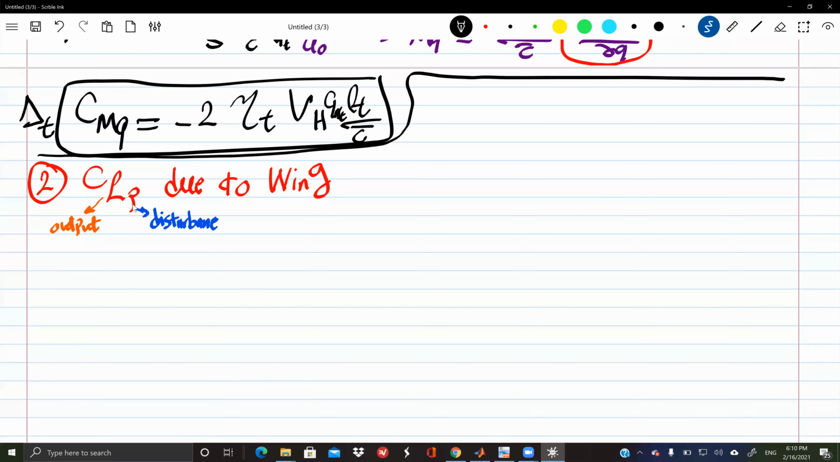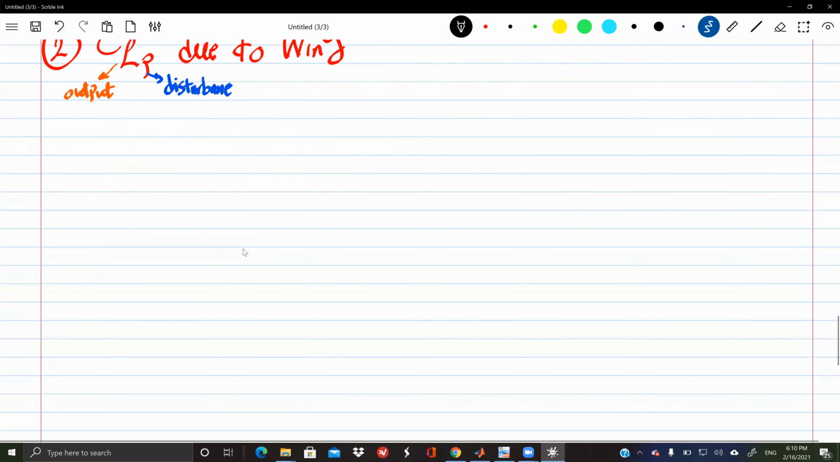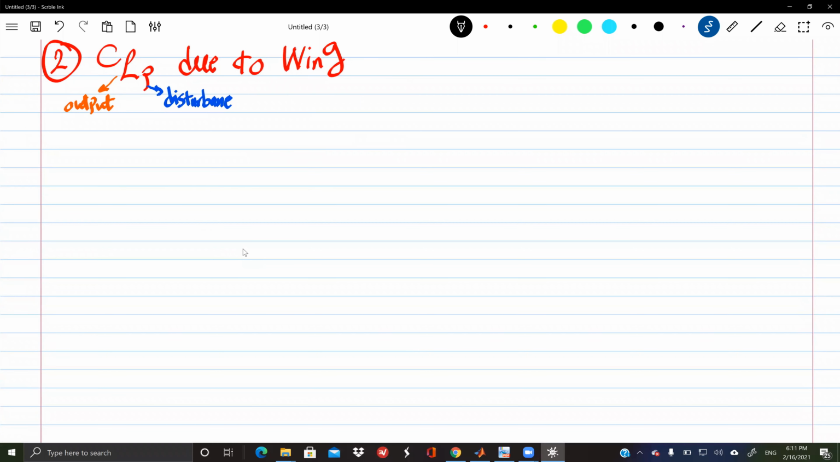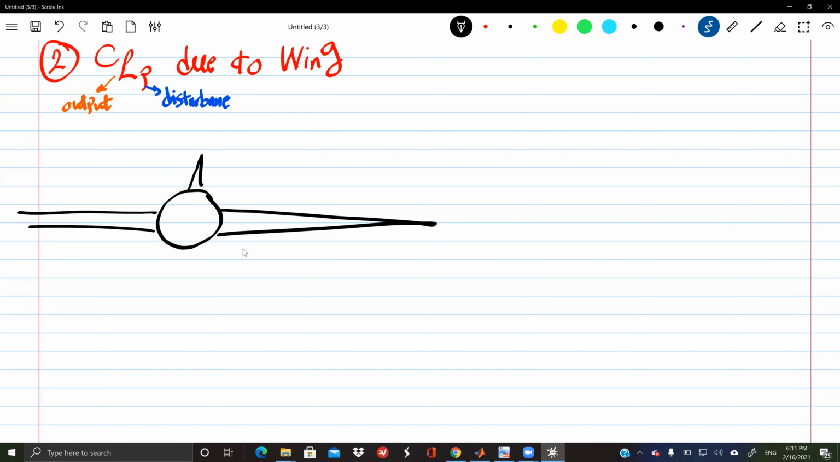P is a rotation about X. So immediately we sketch the plane that doesn't include X, the YZ plane. So let's sketch the YZ plane. Here's our wing. And here is my disturbance P.